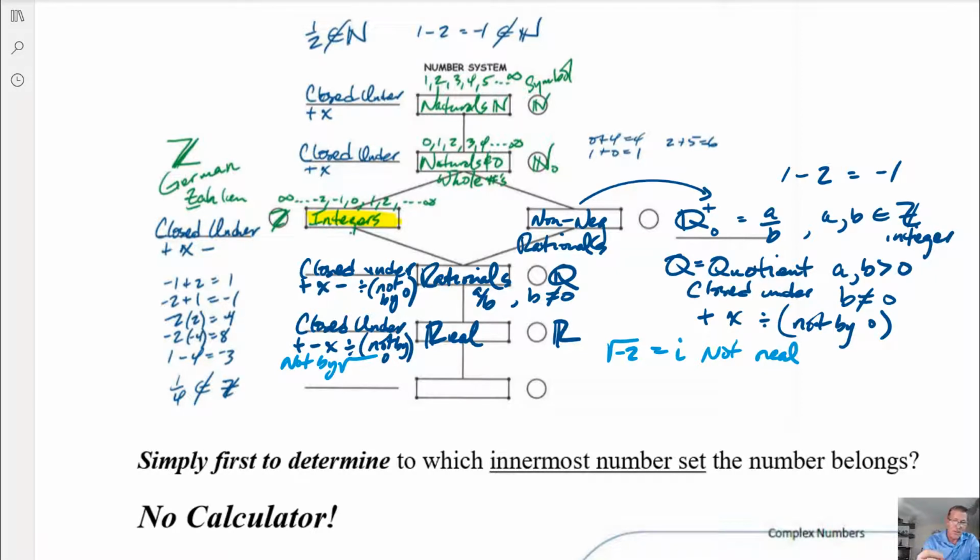Now, if you take the reals and combine them with the imaginary, you have the ultimate set, and that set, my friends, is the set of complex numbers. The symbol for that is the C with a little line through it right here. It's the symbol for complex. And here you gain the closure of the square root symbol. So it's closed.